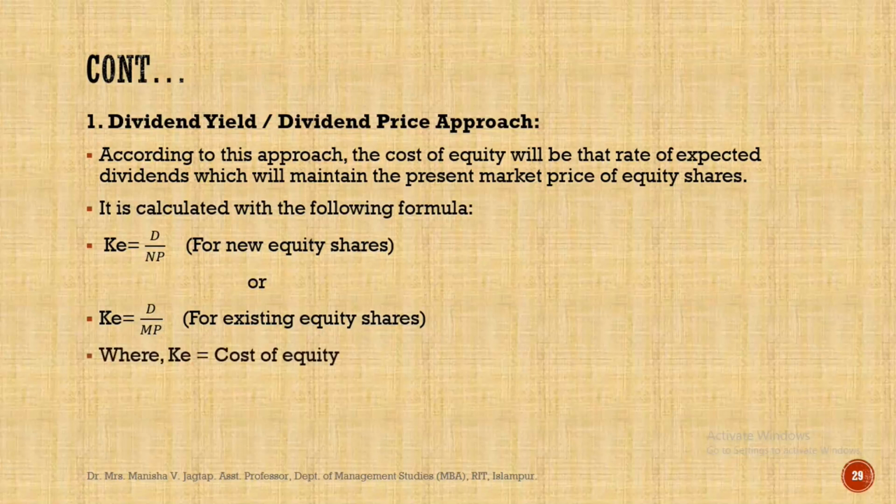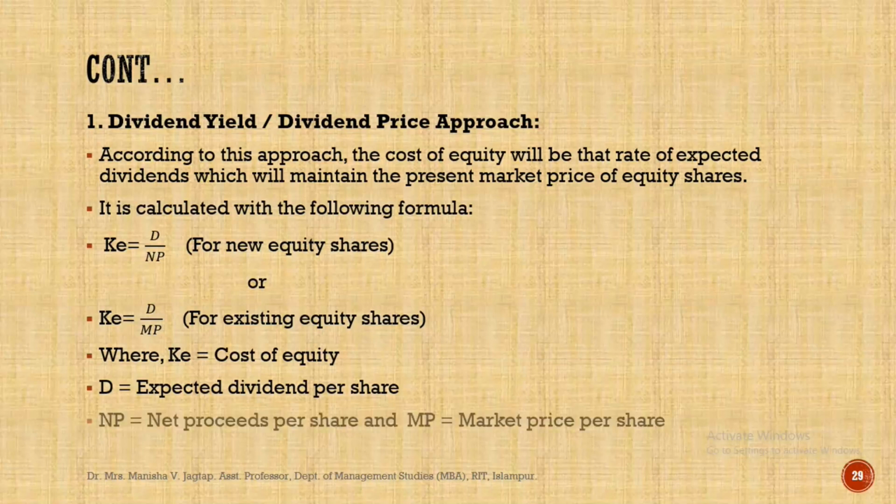So now what is this KE? K is the cost of equity. D is the expected dividend per share. NP is net proceed per share, and MP is market price per share. So this approach rightly recognizes the importance of dividend.